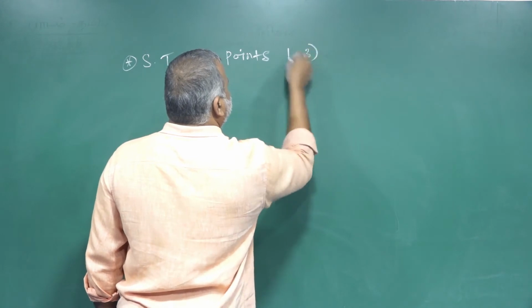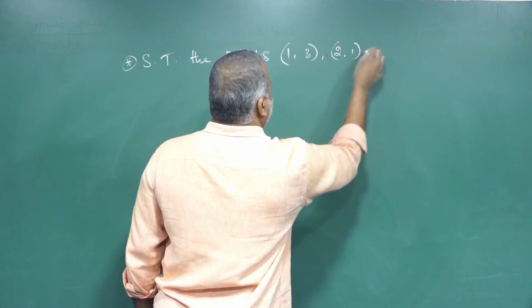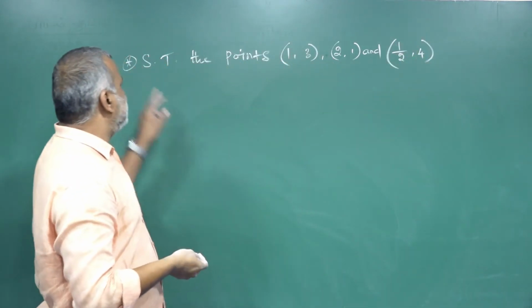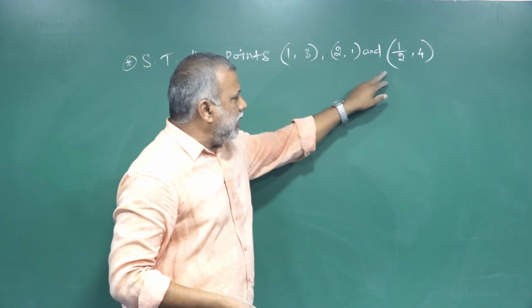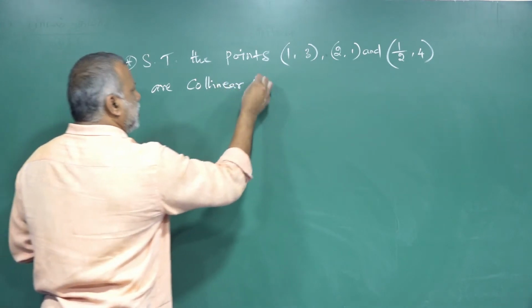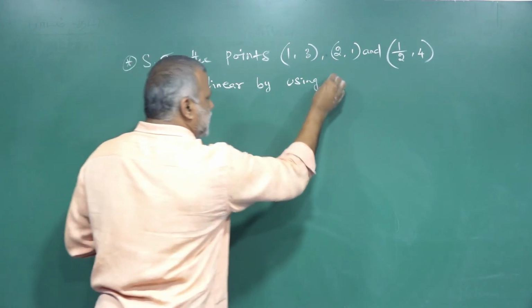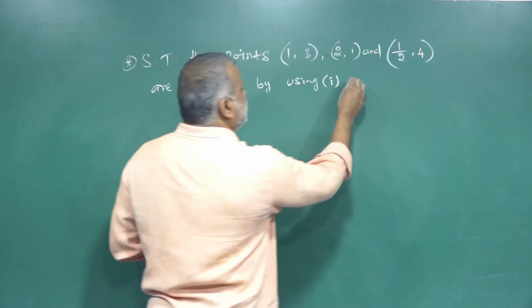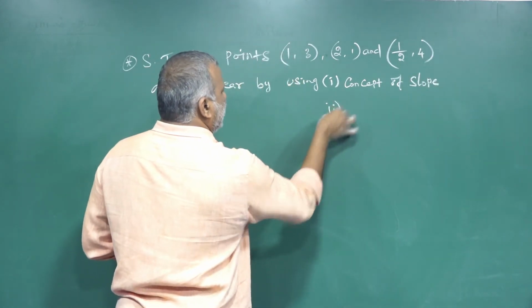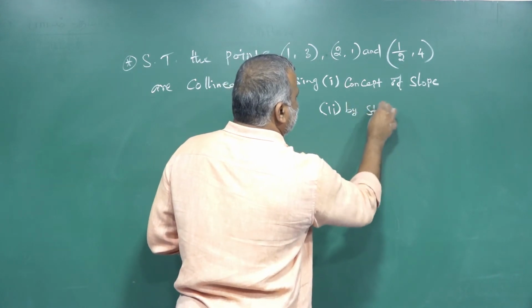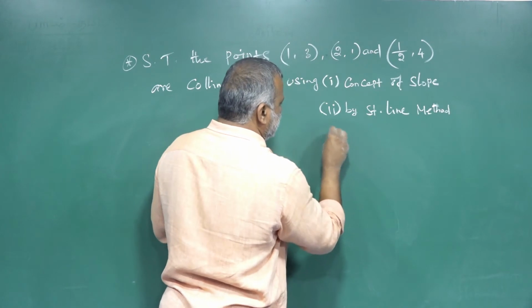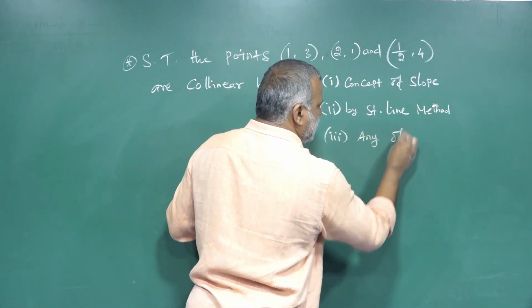Once again, the same logic. Show that the points 1, 3, 2, 1, and 1 by 2, 4 are collinear. By using question number one, concept of slope. This is point number one. Again we are going to use the second one, by using straight line method. Then the third one is, you can use any other method.